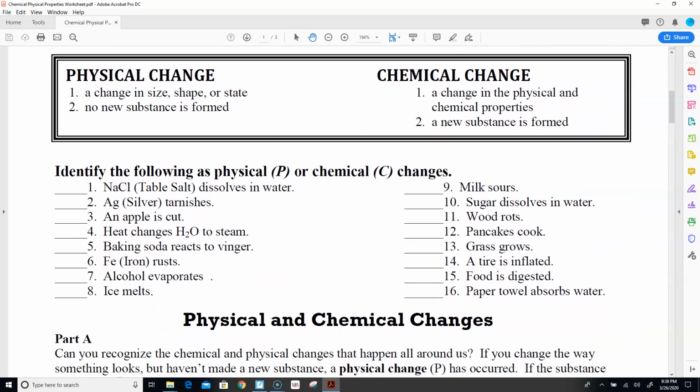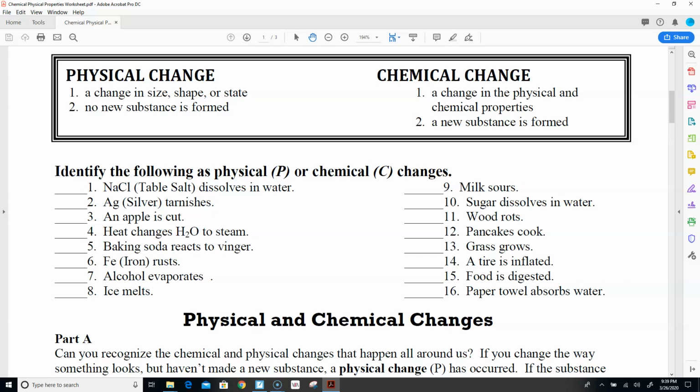Okay, the next part deals with chemical and physical changes. You'll note that a physical change is a change in size, shape, or state of matter. There's no new substances, it's just a change in form. Whereas chemical changes, it's a change in the actual chemical properties and it becomes a new substance. So the first one, you have sodium chloride there, or table salt dissolving in water.